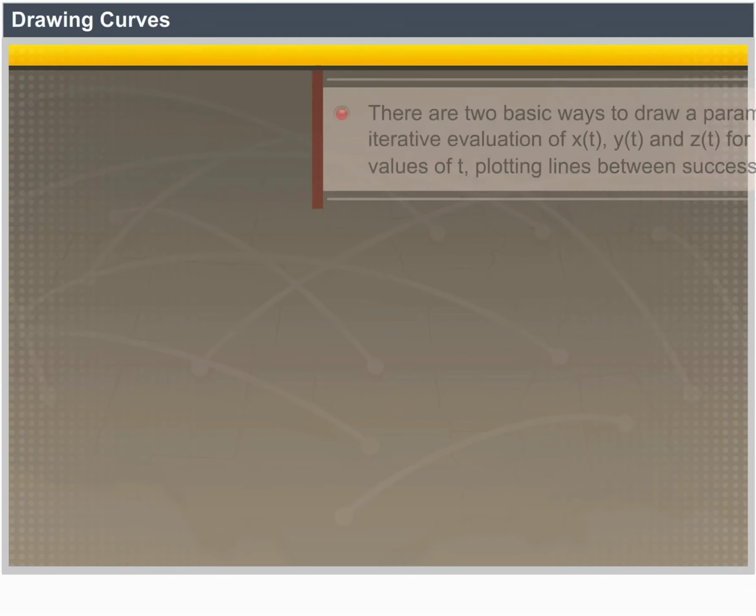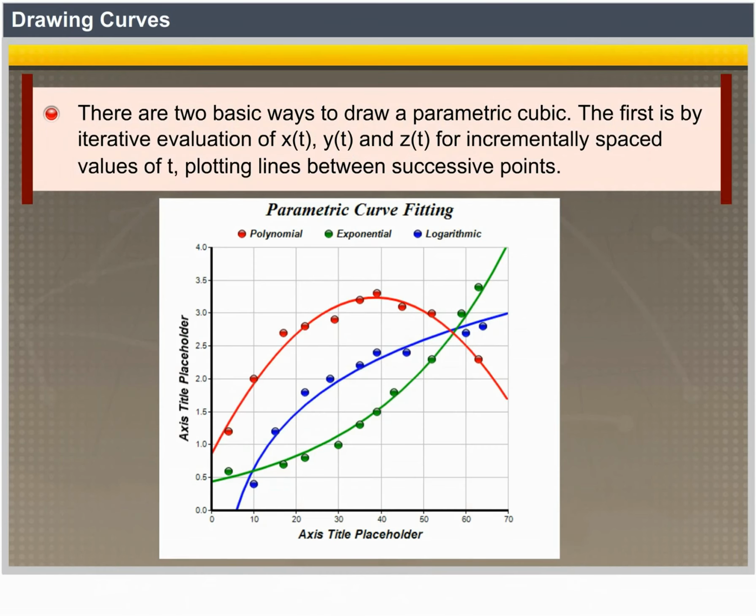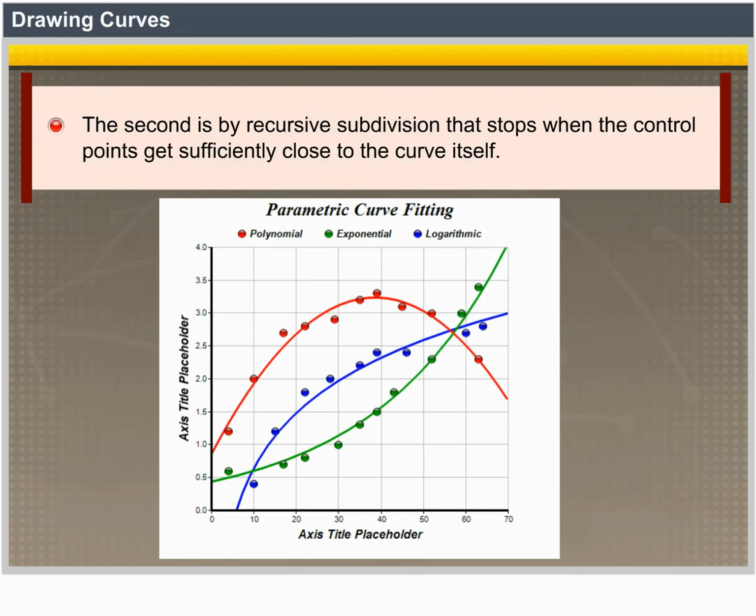Drawing curves. There are two basic ways to draw a parametric cubic. The first is by iterative evaluation of x of t, y of t, and z of t for incrementally spaced values of t, plotting lines between successive points. The second is by recursive subdivision that stops when the control points get sufficiently close to the curve itself.